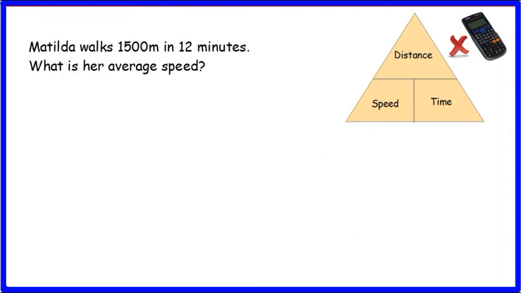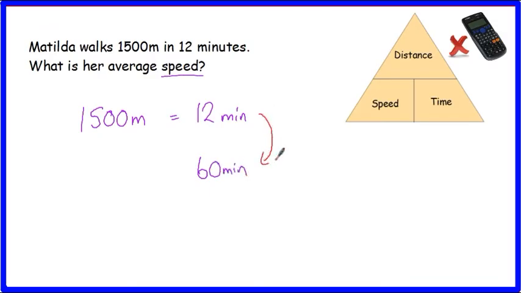Matilda walks 1,500 meters in 12 minutes, so it's an average speed. 1,500 meters. Now, as this is in minutes, I'm going to keep it in minutes. Again, I want this to be 1 hour. This one's reasonably straightforward. Multiply by 5. 15 times 5 is 75, and then add your zeros. So it's going to be 7,500 meters per hour.